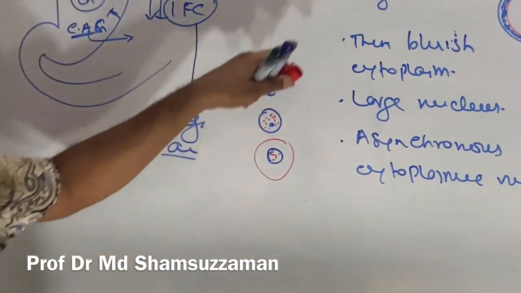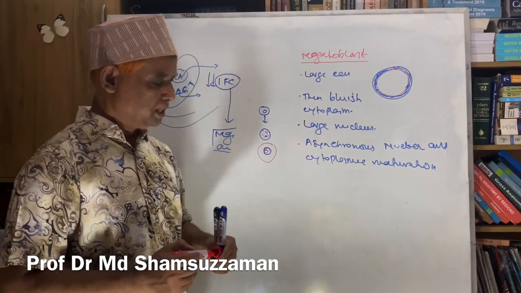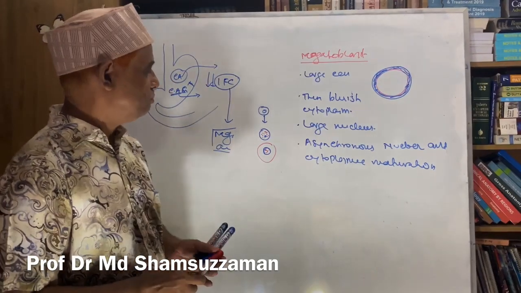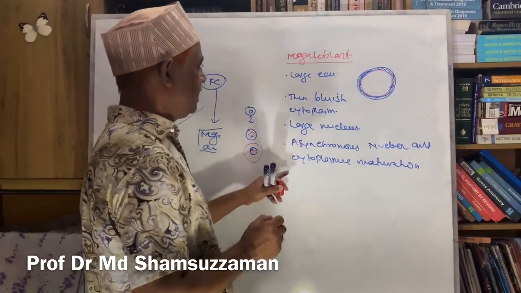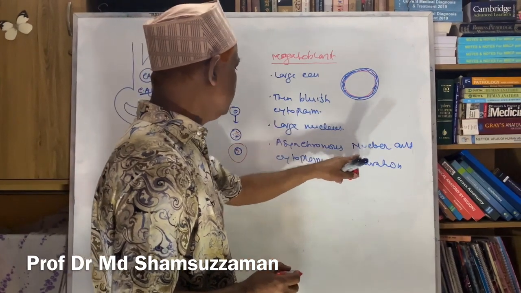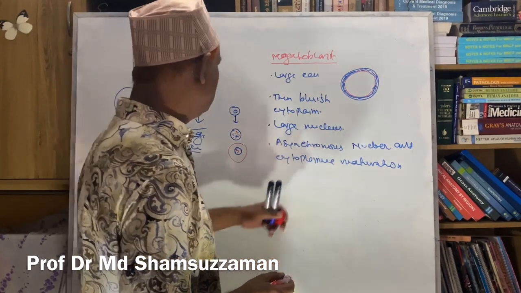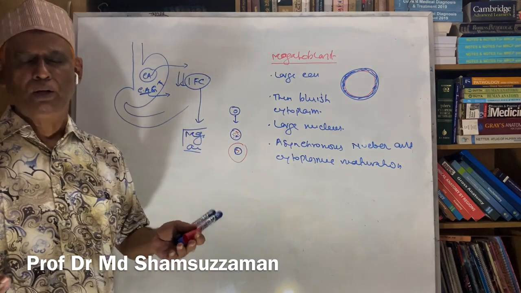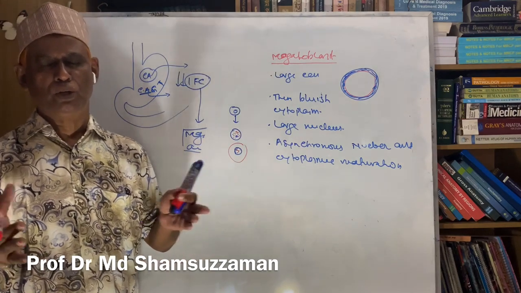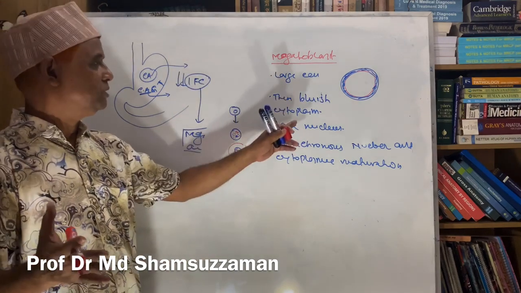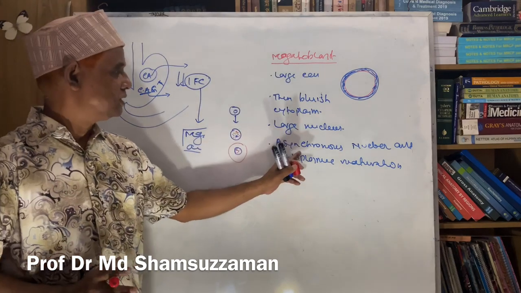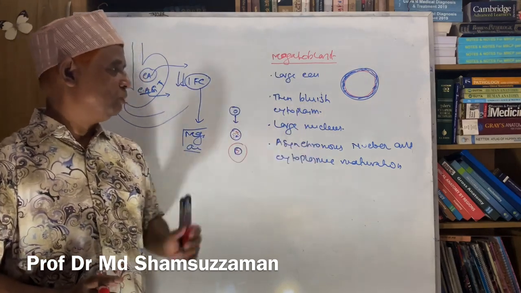All maturation is carried by vitamin B12 and folic acid. So if there is deficiency of these, there will be maturation arrest. So there is asynchronous nuclear and cytoplasmic maturation. Normally, during maturation, nuclear maturation and cytoplasmic maturation run parallel. If there is deficiency, they will not run parallel. So there is asynchronous nuclear and cytoplasmic maturation.